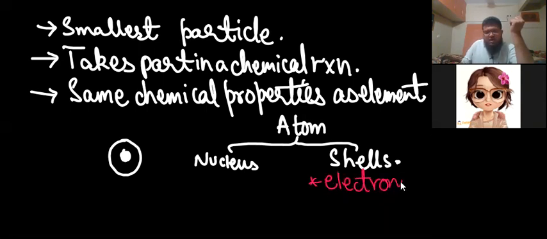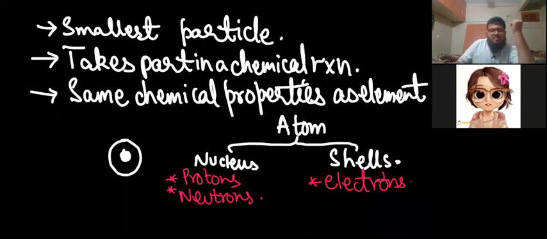And what about the nucleus? Nucleus contains protons and neutrons. Correct? Yes, correct, Maria. Yes, Shazib, both of them, protons and neutrons, both are present in the nucleus. Okay, these are the electrons present in the shells.